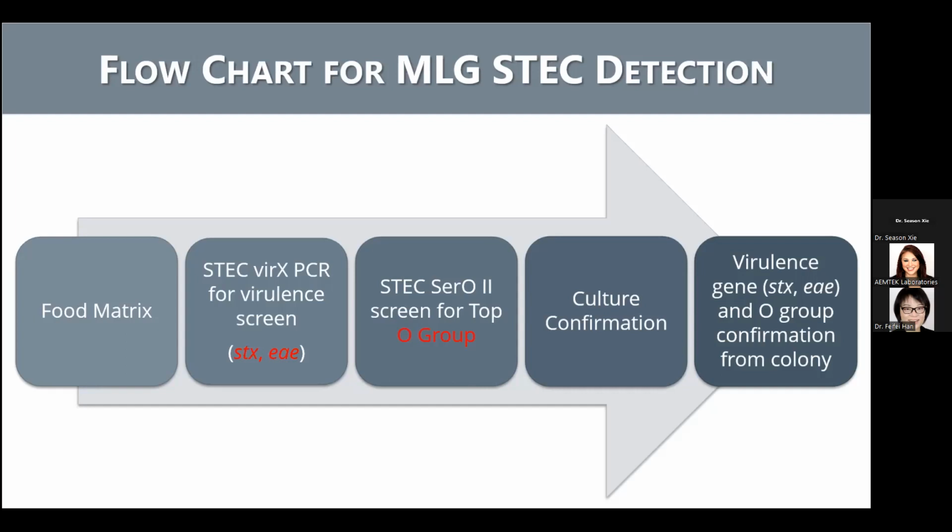Then the representative colony is selected for another round of various gene and O group testing. If both the various gene and O group results are positive in this confirmation step, the sample is reported as confirmed positive for STEC.